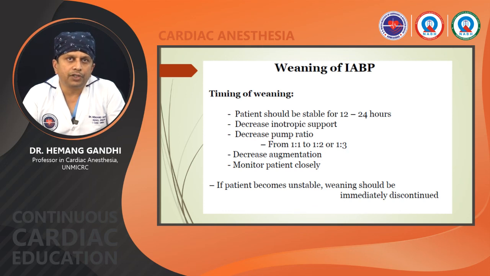For weaning, first you have to change the pump ratio from 1:1 to 1:2 or 1:3. Then decrease the augmentation percentage, and at the same time you monitor the patient closely. During this time, the patient should remain hemodynamically stable. If the patient becomes unstable, weaning should stop immediately.